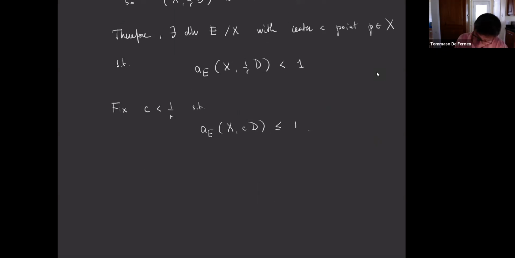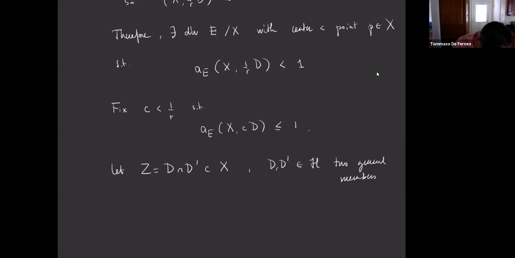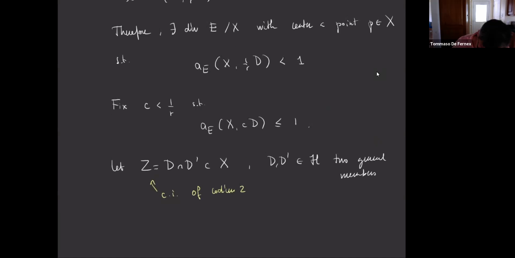Okay, next thing I want to do is replace D now by a dimension 2 subscheme. So now let Z be the intersection between two general members. So what is this? This is a complete intersection in X of codimension 2. And I can replace D by Z because I can think of D being defined by a general linear combination of the generators of the ideal of Z, so the evaluation will be the same. So I still have this condition where I replace D by Z, but somehow it's actually useful to work with this codimension 2 subscheme.